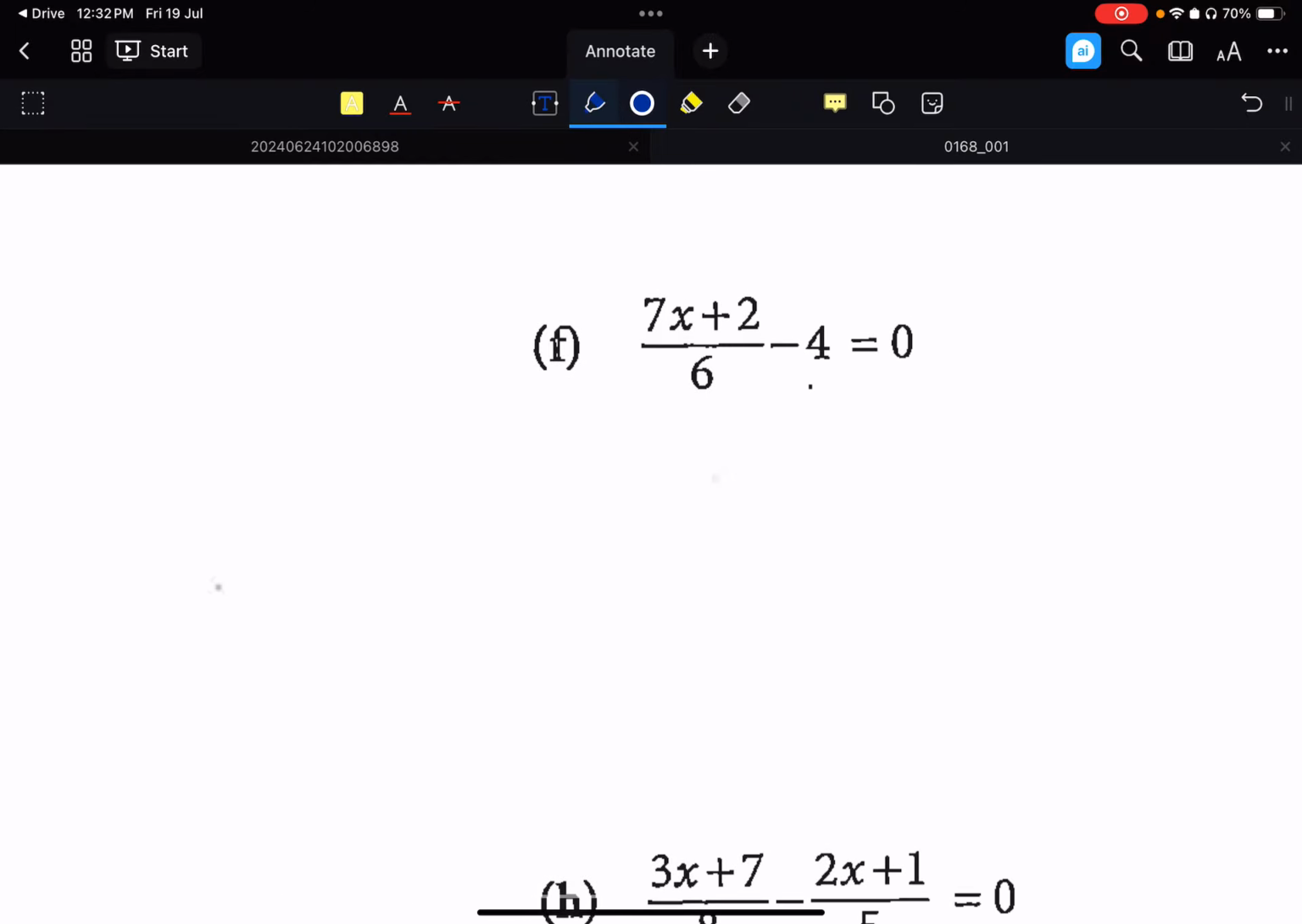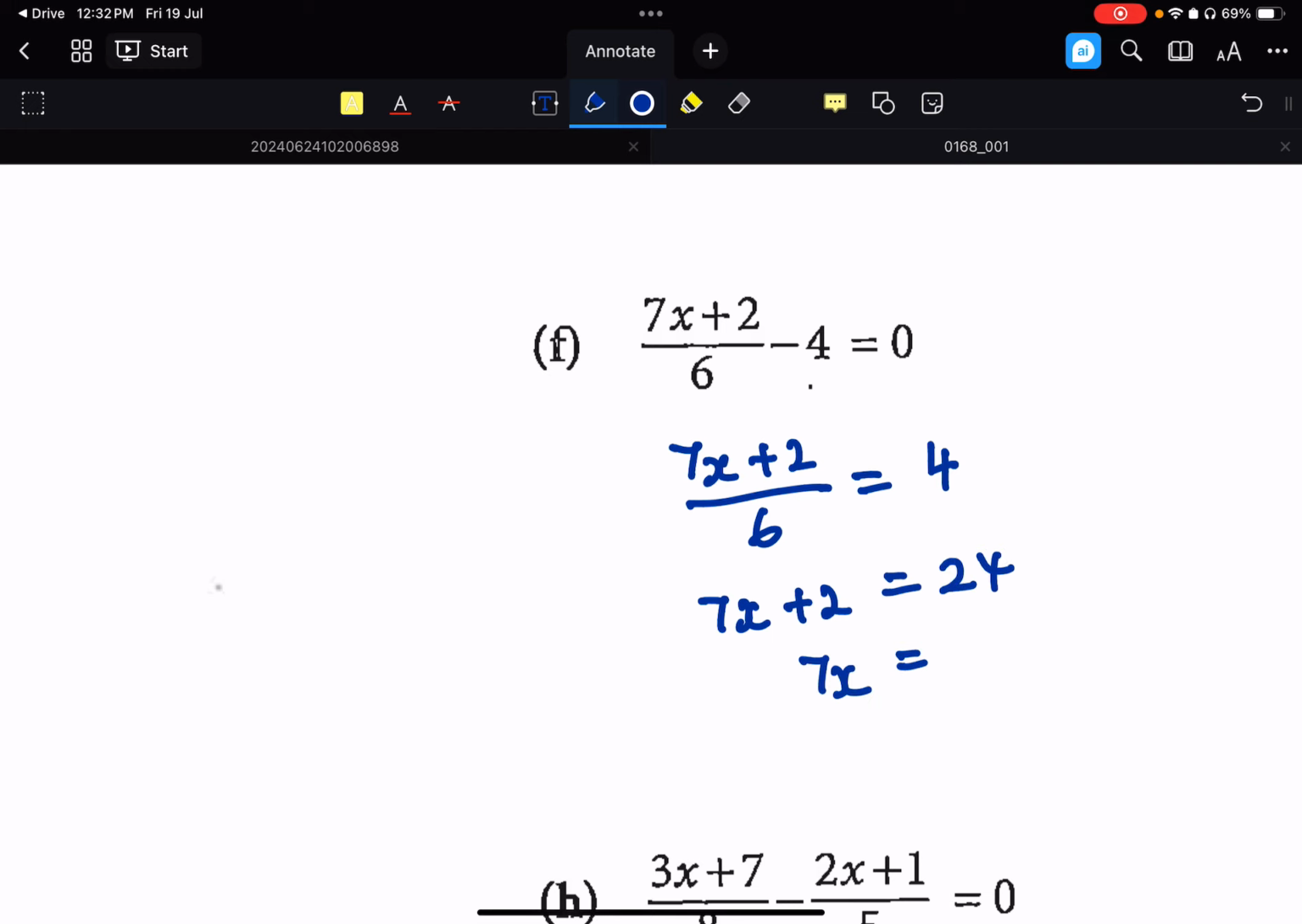Okay. Same scenario here. This time round, feel free to add 4 on both sides to get this situation. So 7x plus 2 equals to 24. 7x equals to 22. X equals to 22 over 7.